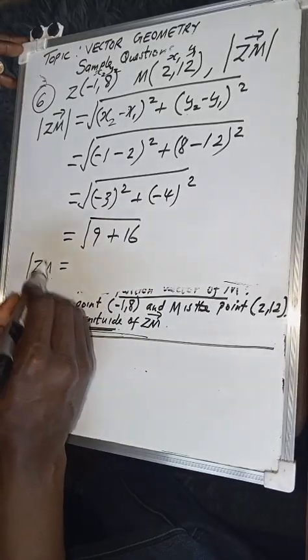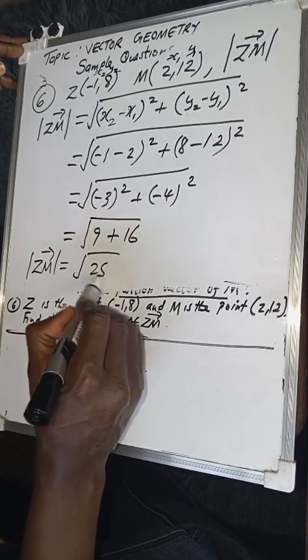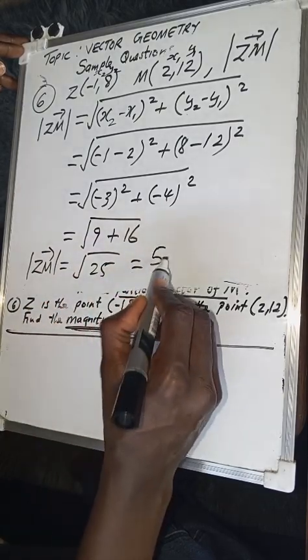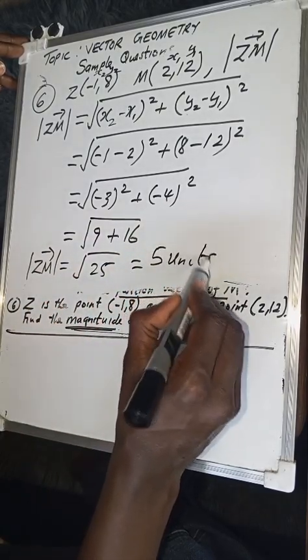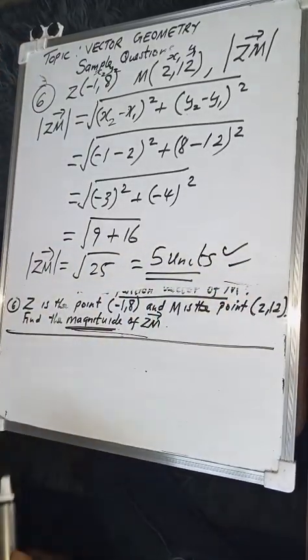Therefore, the magnitude of ZM, this and that, will give you 25. And what's the square root of 25? It is 5. So we can add units. So that is what we mean. So the magnitude of ZM is 5.